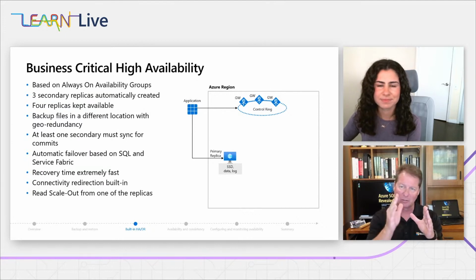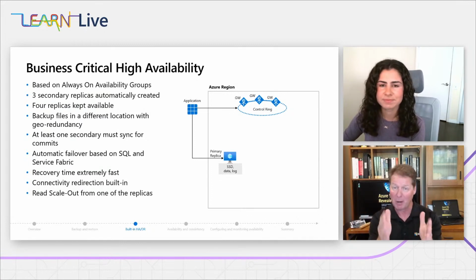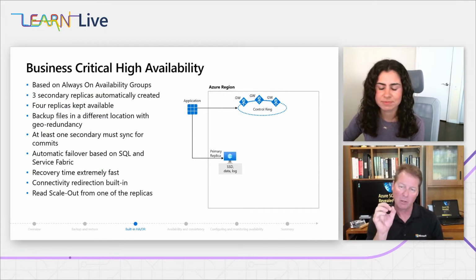Now, the app is still connecting to gateways. It's still going to be used for that redirection capability. And you have a primary replica, just like general purpose. But notice here in the primary replica that on the SSD attached drive is your data and log. Now, TempDB is also there. We just don't show that. But your data and log are here versus being in Azure storage.